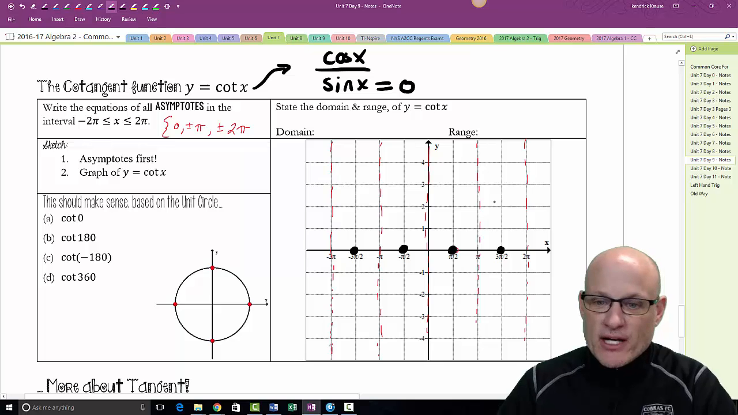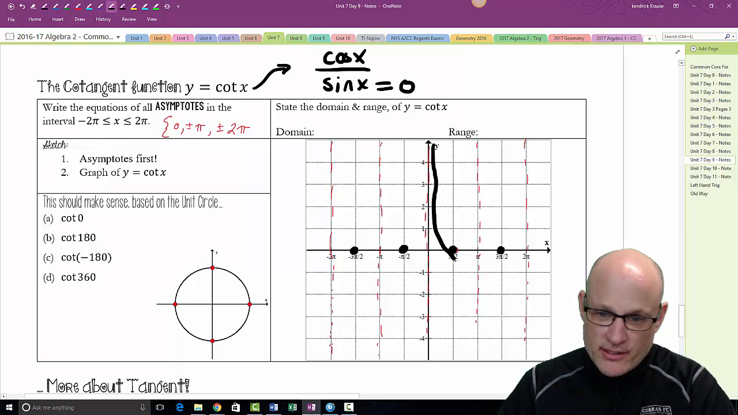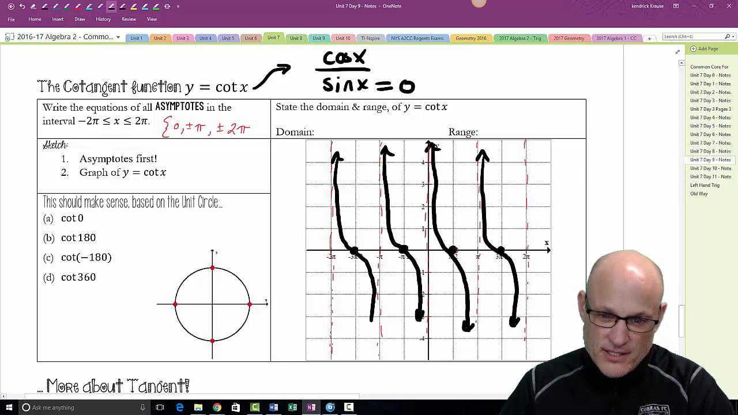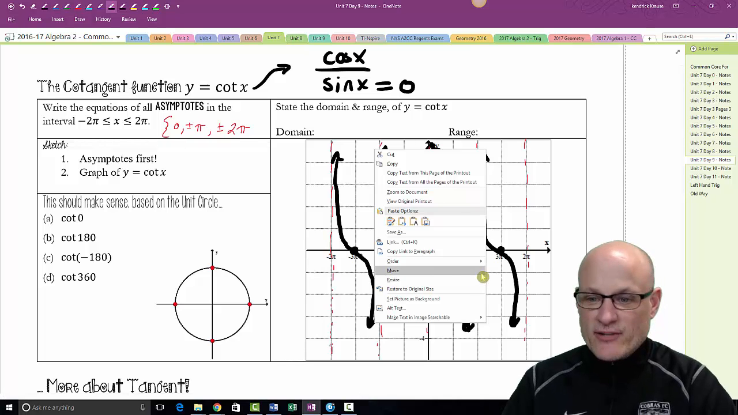But instead of going up, cotangent comes down. So it comes down like this, and asymptotes. Comes down like this, and then asymptotes. Don't draw a straight line, you'll get in trouble. Asymptotically. And there's our cotangent curve.